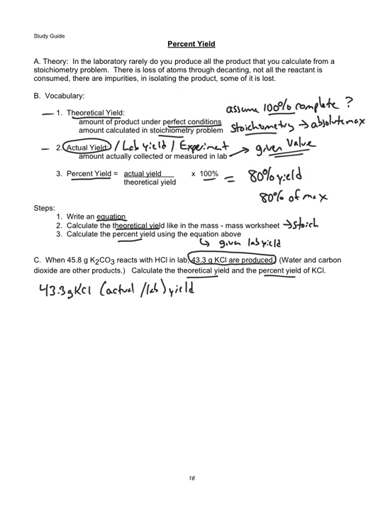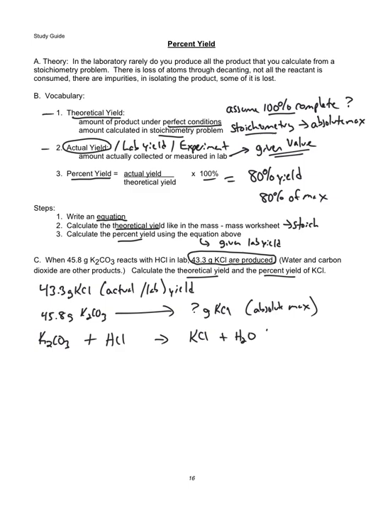All right? So what we need to do yet is to calculate the theoretical yield, and that is by using stoichiometry. So what we've got to do is take 45.8 grams of potassium carbonate, which is my reactant, and figure out how many grams of KCl is theoretically possible. What is the absolute max amount of KCl that I could have produced from that potassium carbonate? To do that, we're going to do stoichiometry. All right, so we have potassium carbonate reacting with HCl to produce KCl, water, and carbon dioxide.